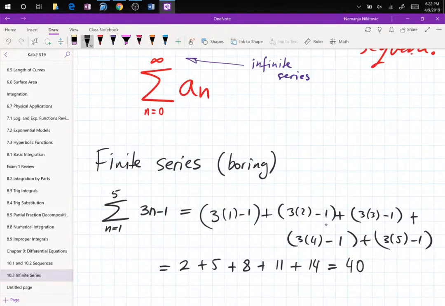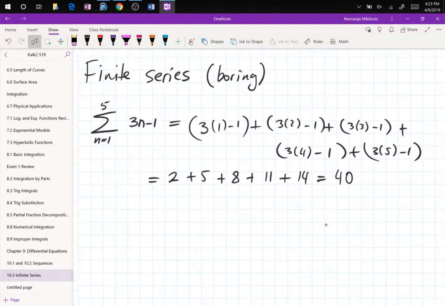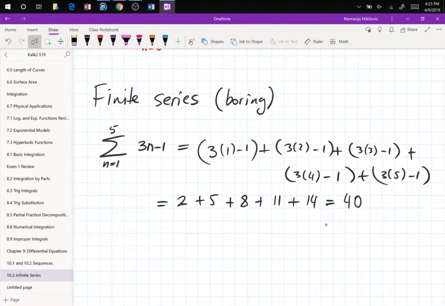You should have something like that on the exam. Finite series? Yeah. No. See, it says boring. That's okay. What are we interested in? We are interested in infinite series, because infinite series can add up to a finite value. Infinite series can add up to infinity. So infinite series are the ones that we are focusing on, because those can converge or diverge.